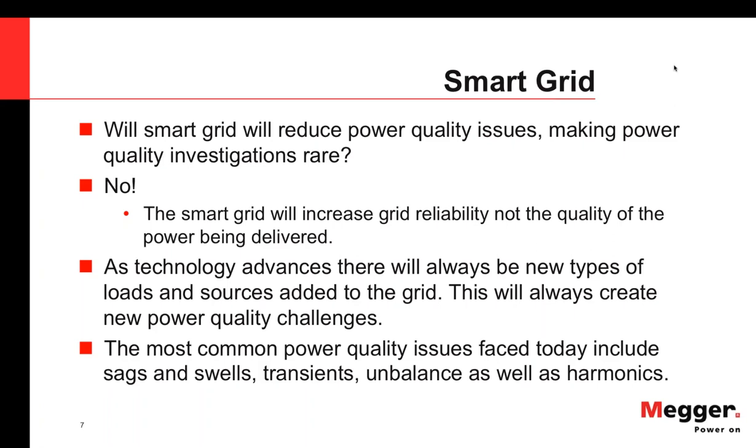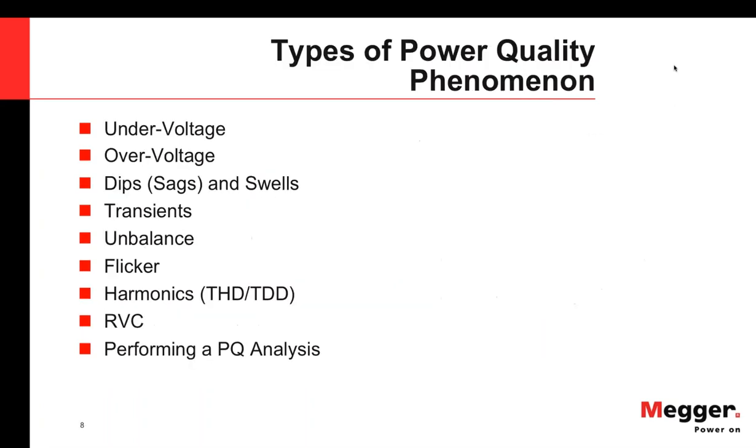And as we see more solar and more wind, we're going to see more power quality issues approaching. As solar gets added, you'll see higher voltages and unbalance and transient issues. And as of today, the most common power quality issues we still face include sags, swells, transients, unbalance, as well as harmonics. What I will be covering today is undervoltages, overvoltages, dips or sags and swells, transients, unbalance, flicker, harmonics, RVC, which is rapid voltage change, and also the proper way to perform a PQ analysis.